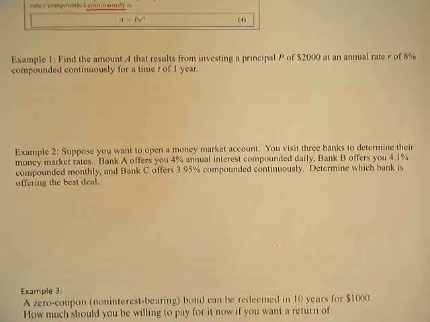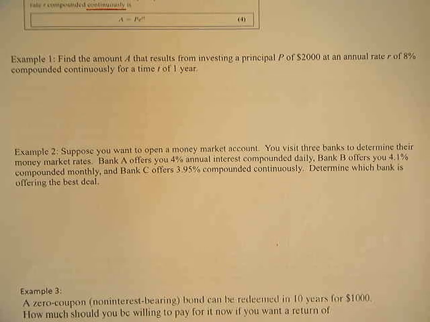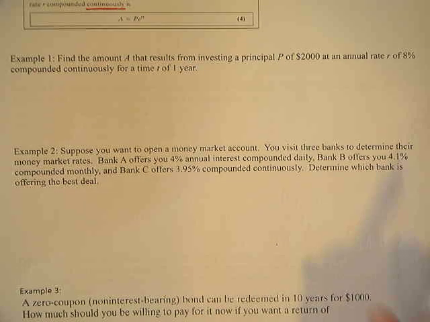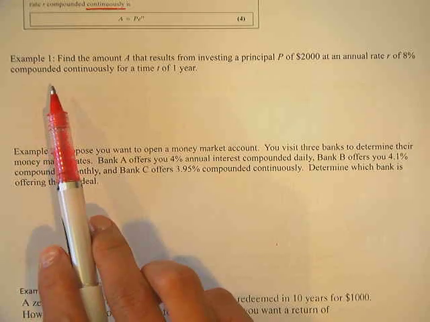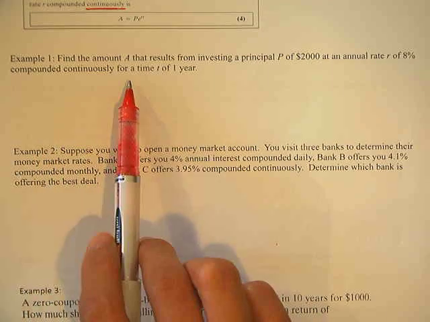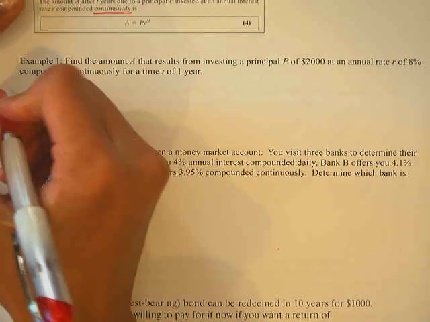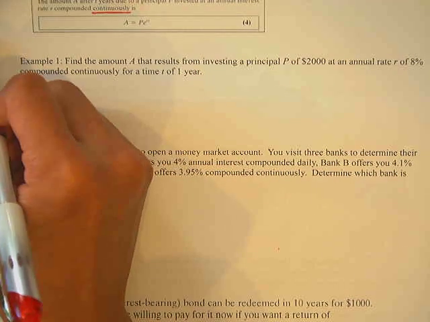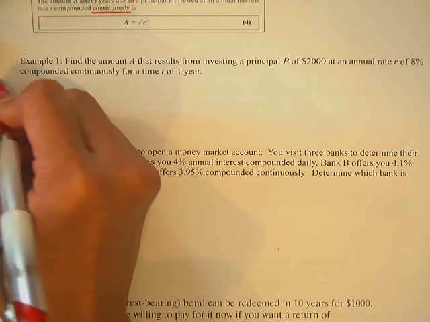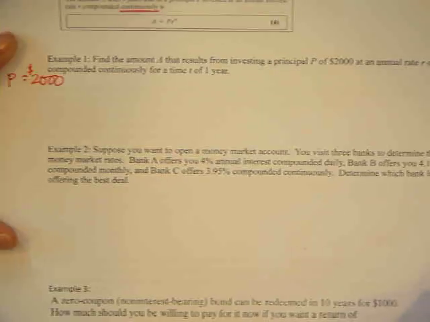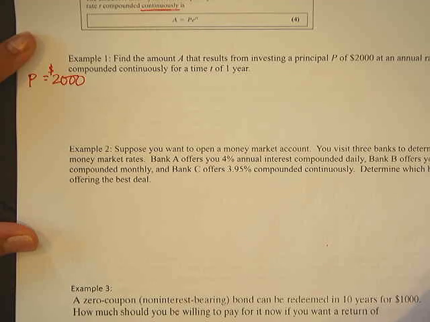Example 1. Find the amount A that results from investing a principal P of $2,000 at an annual rate r, which is given to us at 8%, compounded continuously for a time t of 1 year. So all the stuff that we know. We know that we're going to invest $2,000. Always write down the things that you already know.